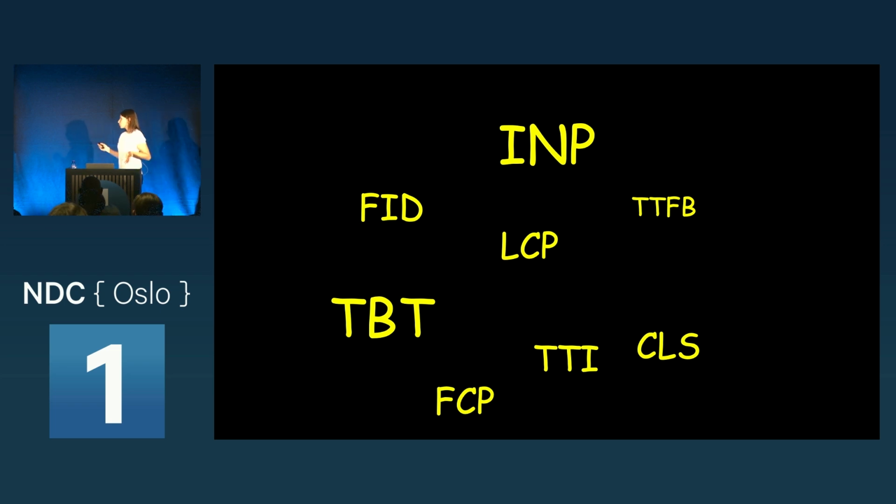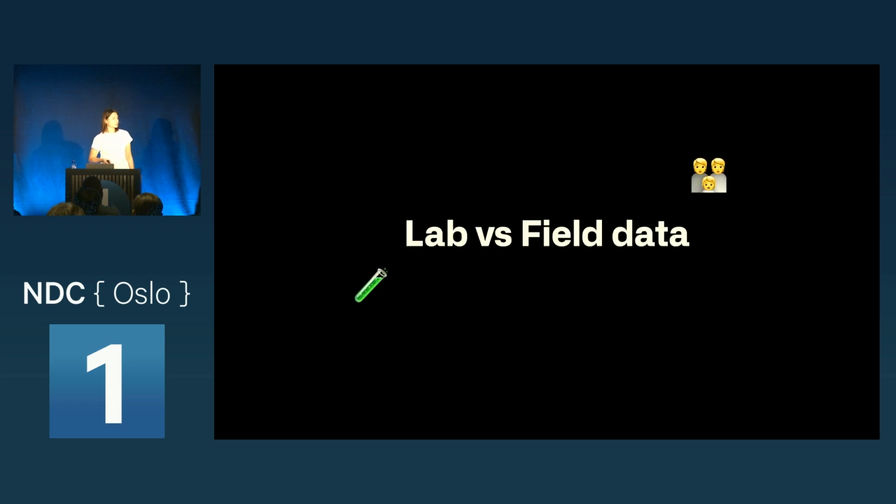So all these metrics are there, and you should know which ones of them you should care about, which ones of them you should be optimizing. But before we jump into that, we need to talk about the difference between lab and field data, because this is really important, and this is something that a lot of people starting their journey with web performance get wrong.